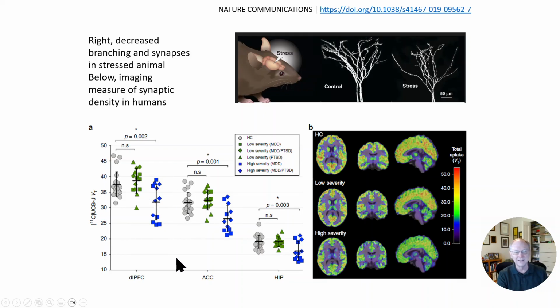And you can see that there is decreased synaptic density, certainly statistically significant, but you got to admit that there's still a lot of overlap with the control group. On the other hand, in the MDD PTSD groups, there aren't anybody at the top of the stack, so to speak. All right? So, yes, we have evidence that affective disorder reduces synaptic density.